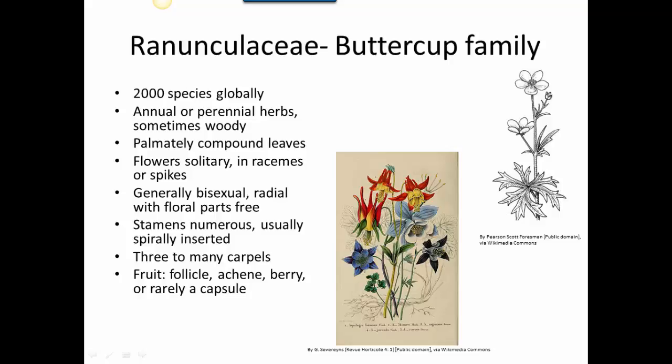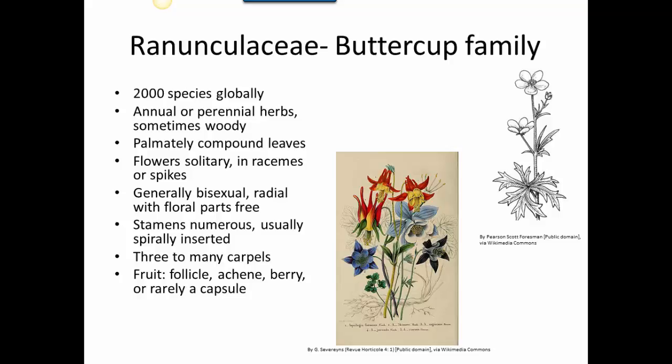The flowers can be solitary, or they can be part of an inflorescence or a raceme or a spike. The flowers are generally bisexual, meaning they have both carpels and stamens. The symmetry is often radial, as you can see in all of these columbines and in this buttercup. And the floral parts are generally free. So the petals are not fused to petals, and the petals are not fused to sepals.